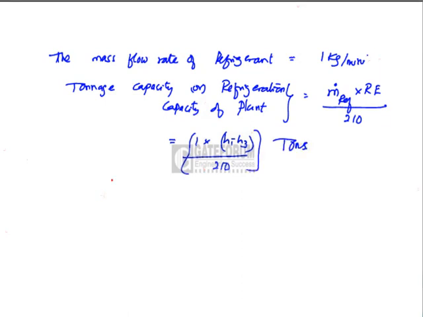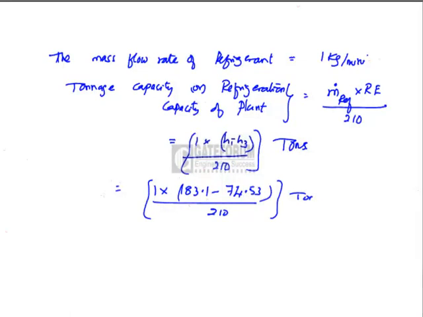H1 we had already noted as 183.1 minus H3 is 74.53 divided by 210, so many tons of refrigeration. This is the refrigeration capacity of the plant.